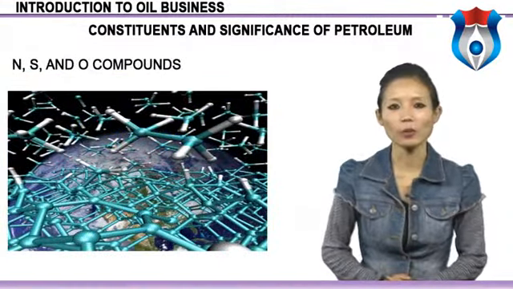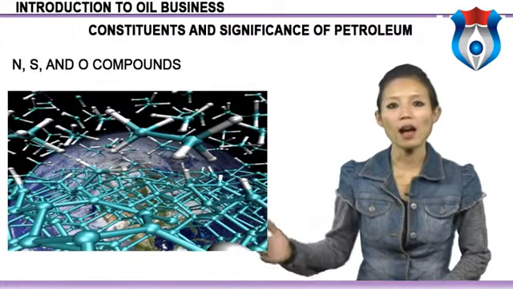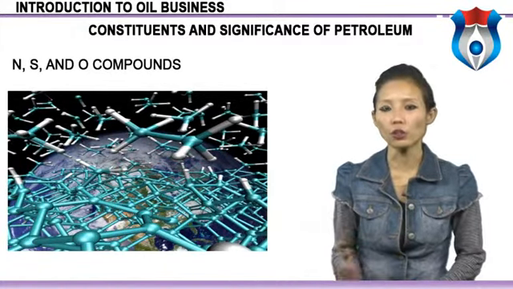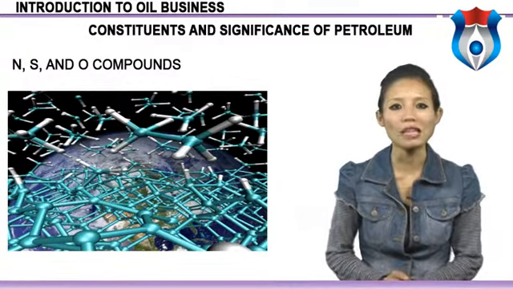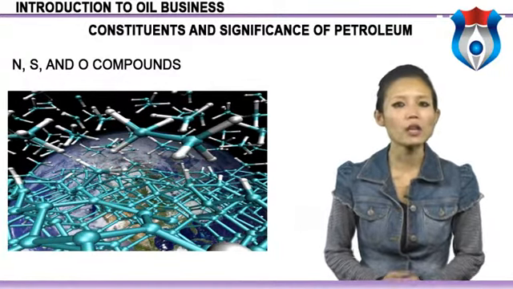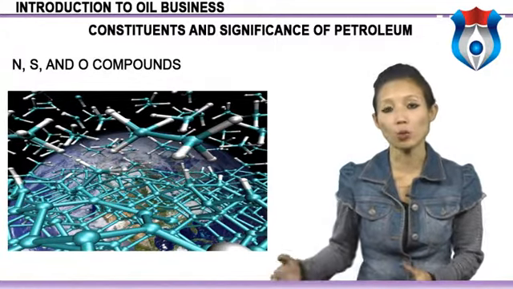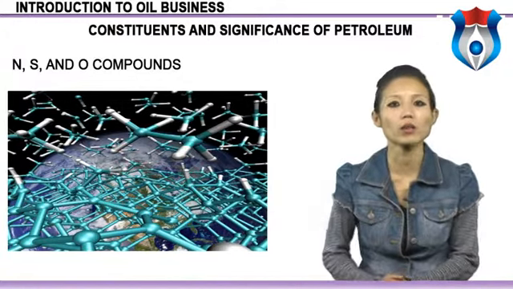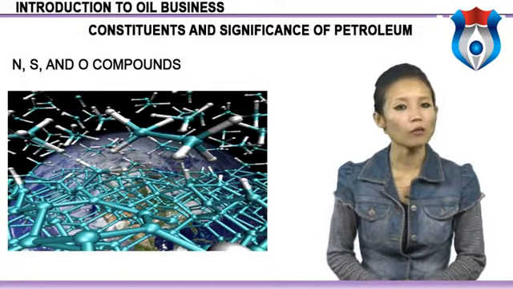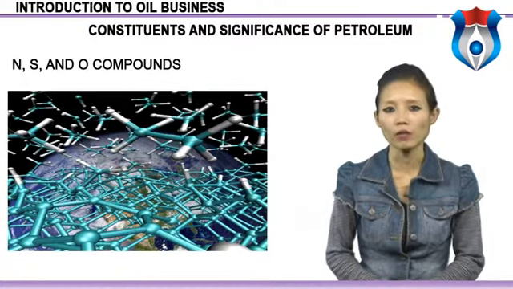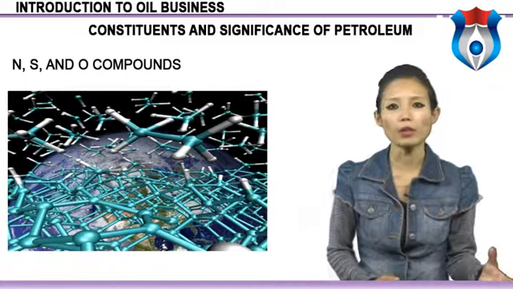N, S and O compounds. These are non-hydrocarbons but are commonly found in crude oil, particularly in the heavier oils and in residue. If they contain at least one benzene ring, they are called aromatic. If they contain at least one cycloparaffin ring, the saturated ring, they are called naphthenic. And if they have neither, they are called paraffinic. Most common, however, are a combination of these.